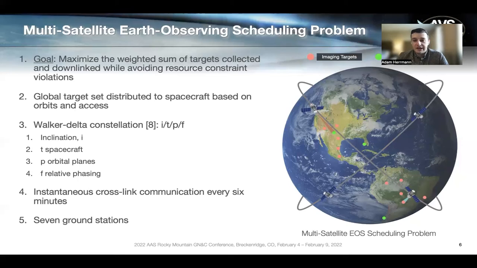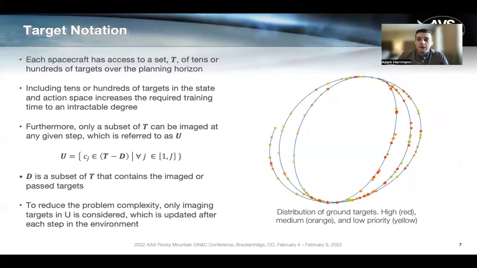We assume instantaneous cross-link communication every 6 minutes, or every step through the environment. And there are 7 ground stations that the agents can downlink their data to. A quick note on the target notation. I mentioned there's a global set of targets that are distributed to each spacecraft. Each spacecraft can have anywhere from 50 to maybe 1,000 targets available for imaging.